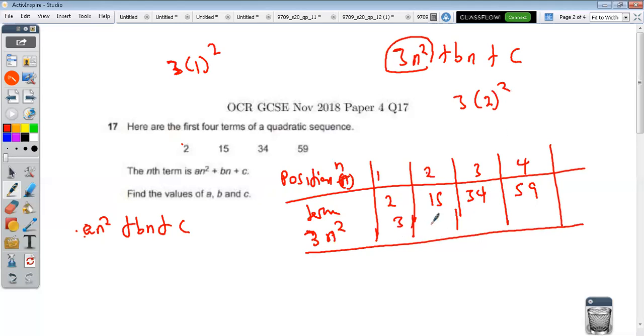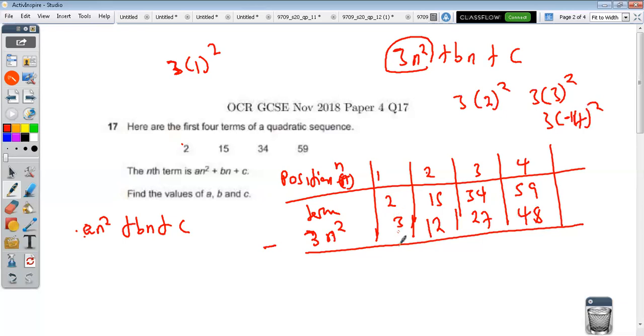Use your calculators. 12. Now let's do the four. When n is equal to 3, I'm subtracting this, so I'm saying 3 brackets 3 squared. What do you get? 27. Then the next one, when n is equal to 4, 3 brackets 4 squared, 48. Then let's subtract.